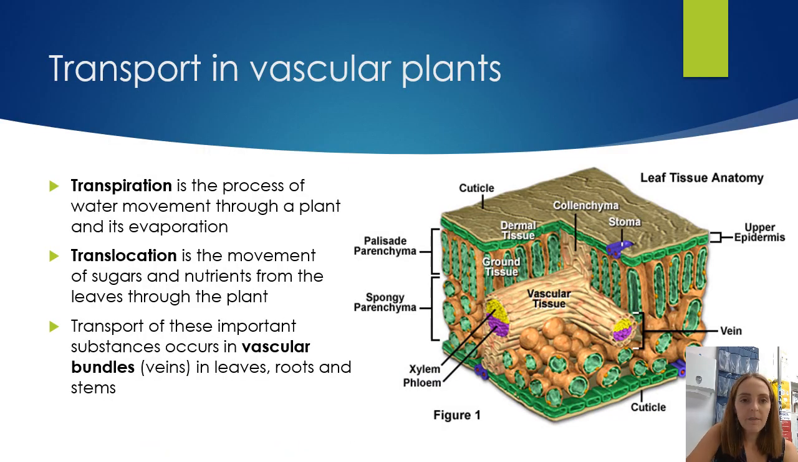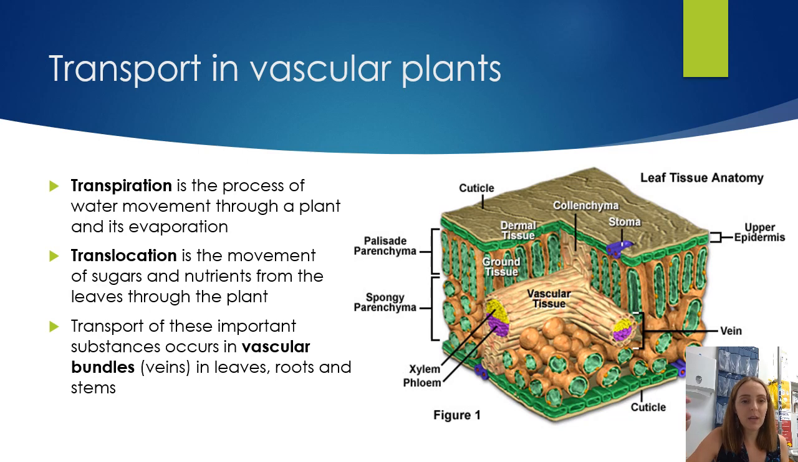Now, in terms of our vascular plants, there are two main processes that we need to go through. The first is transpiration, which is the process of water movement through the plant and its evaporation. The second one is translocation, which is the movement of sugars and nutrients from the leaf through the plant. So we're going in different directions here.